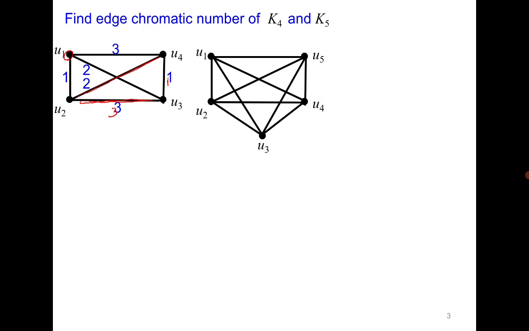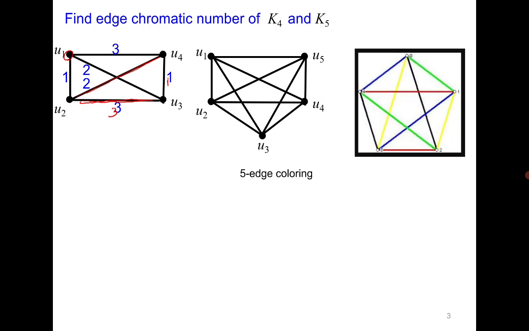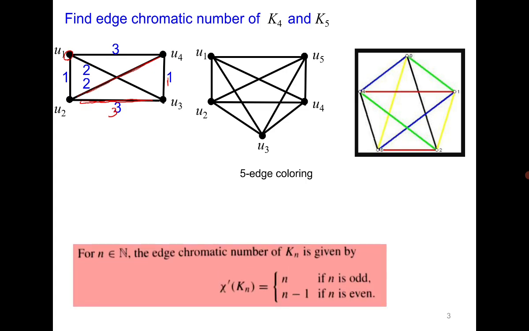Similarly, you can quickly try the edge chromatic number for K5 and it comes out to be 5. So the edge coloring for K5 is shown here, which means that in vertex coloring, the chromatic number for Kn was n, but in the case of edge chromatic number, it's n if n is odd and it's n minus 1 if n is even.